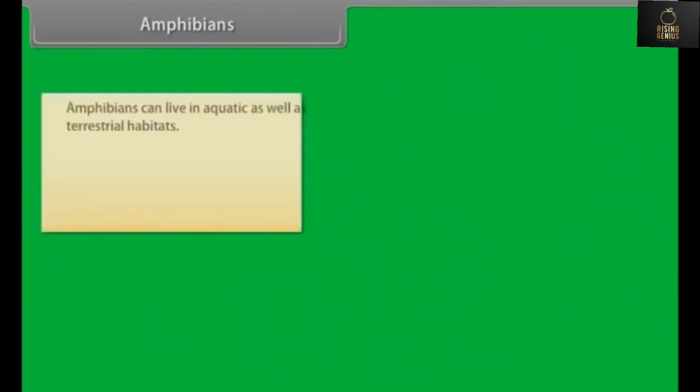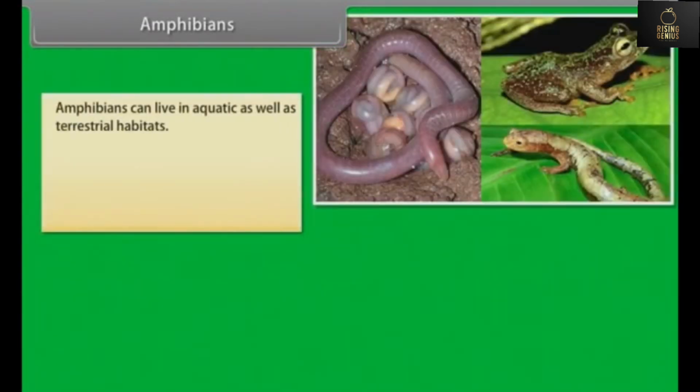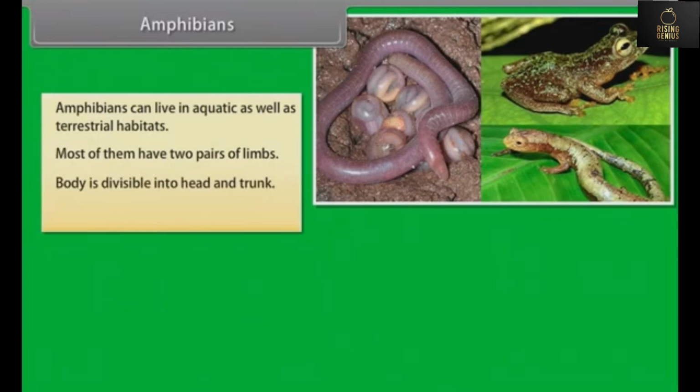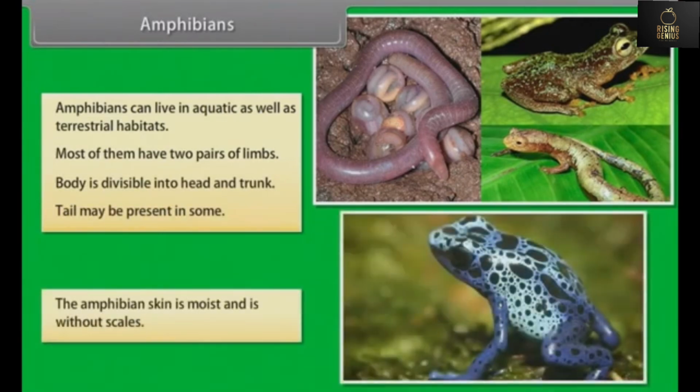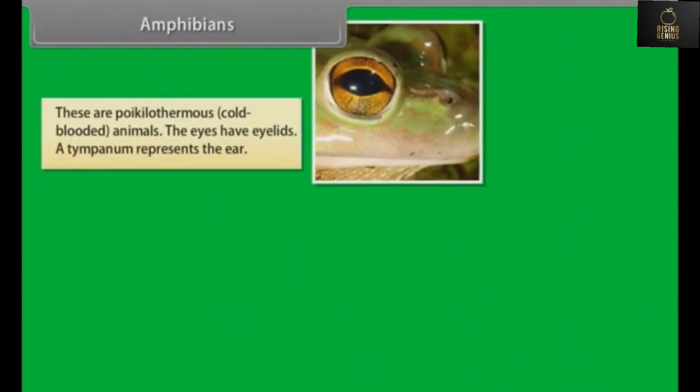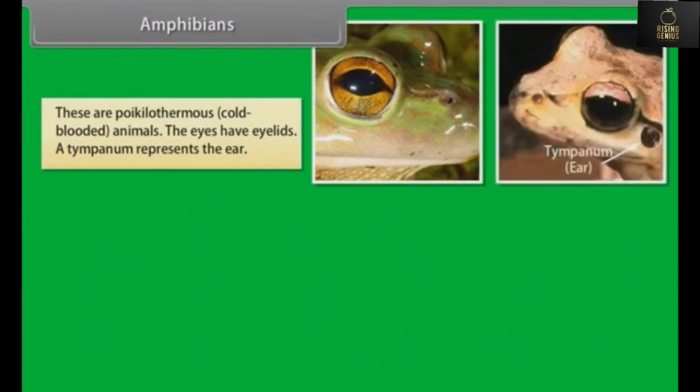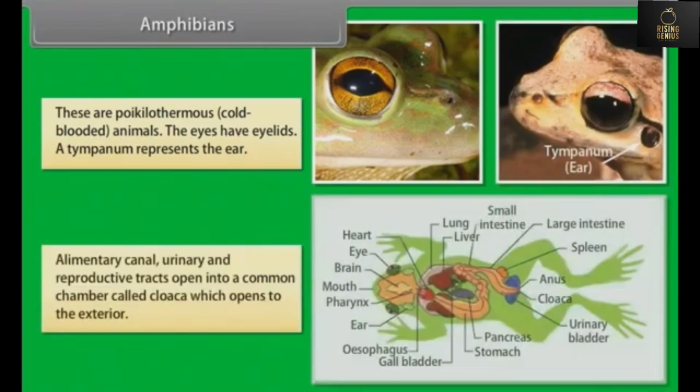Amphibians. Amphibians can live in aquatic as well as terrestrial habitats. Most of them have 2 pairs of limbs. Body is divisible into head and trunk. Tail may be present in some. The amphibian skin is moist and is without scales. These are poikilothermous, that is, cold-blooded animals. The eyes have eyelids. A tympanum represents the ear. Alimentary canal, urinary and reproductive tracts open into a common chamber called cloaca, which opens to the exterior.